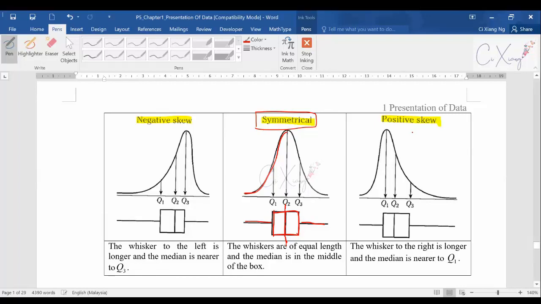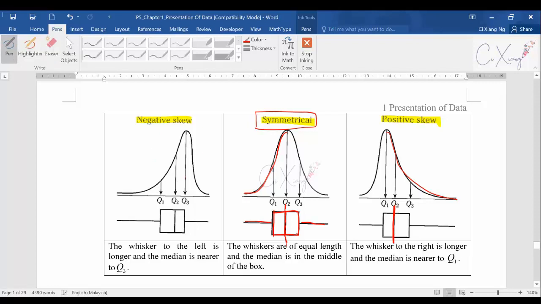And then next, we talk about positively skewed. If we have positively skewed data, you will see that your median is slightly towards the left-hand side. It is not in the center. Then your right-hand side will have a longer tail. So it will look something like this, with the tail like that. The whisker is slightly longer on the right-hand side. This one we call positively skewed.